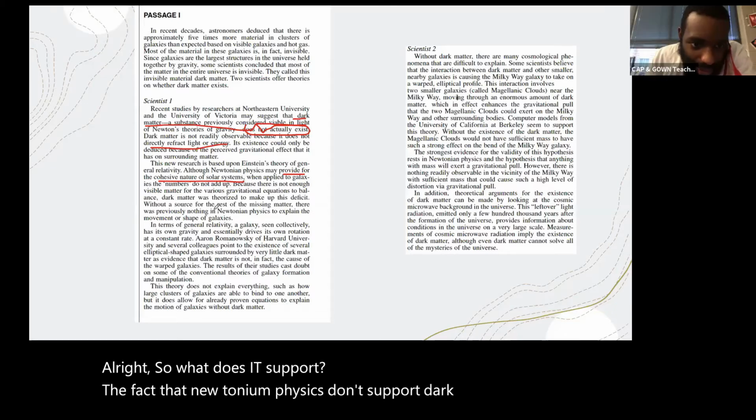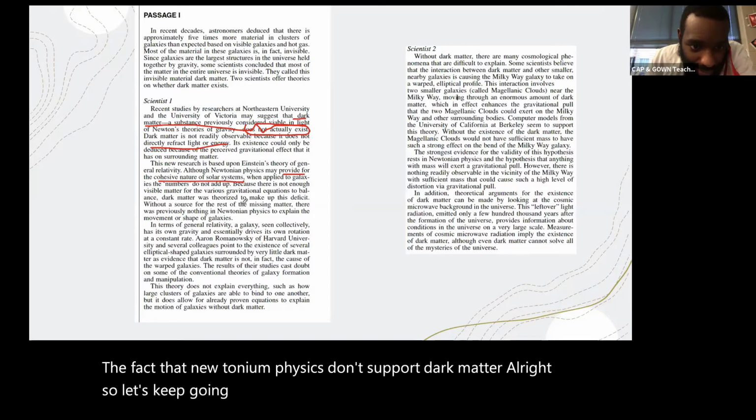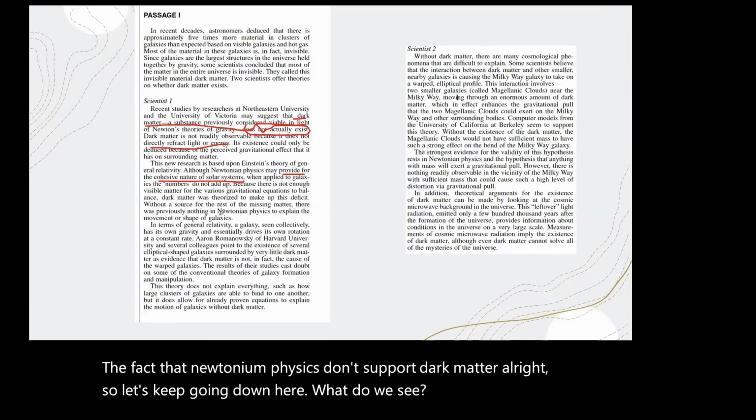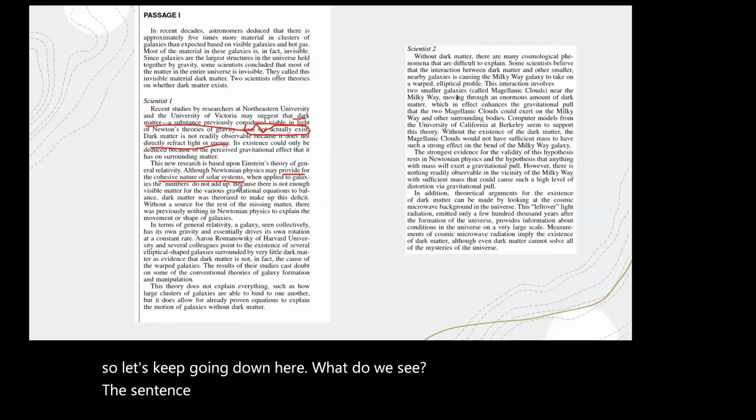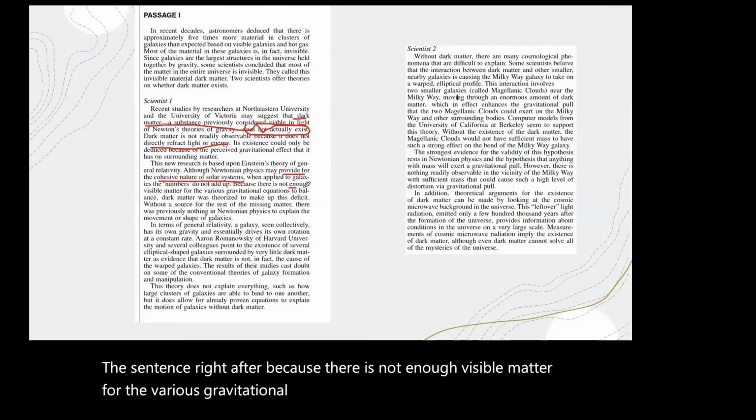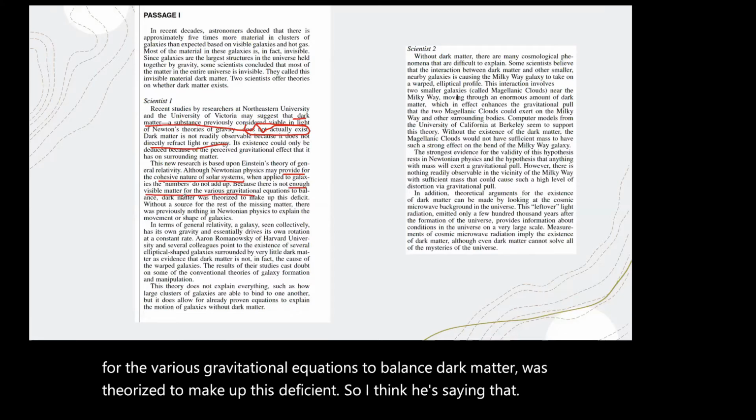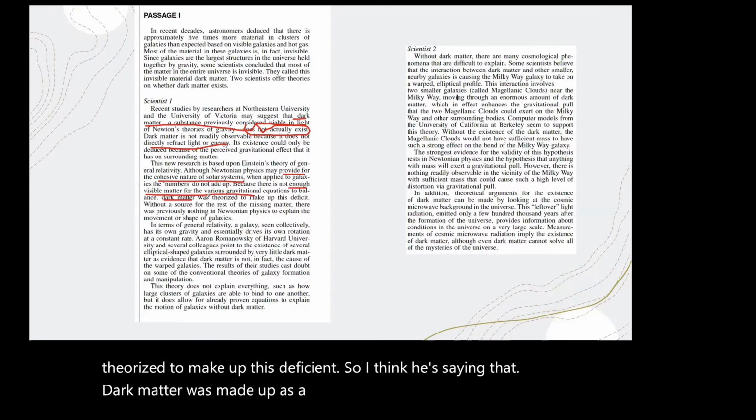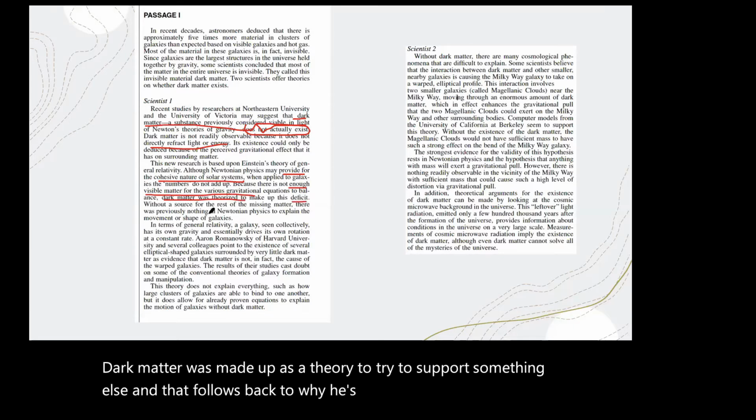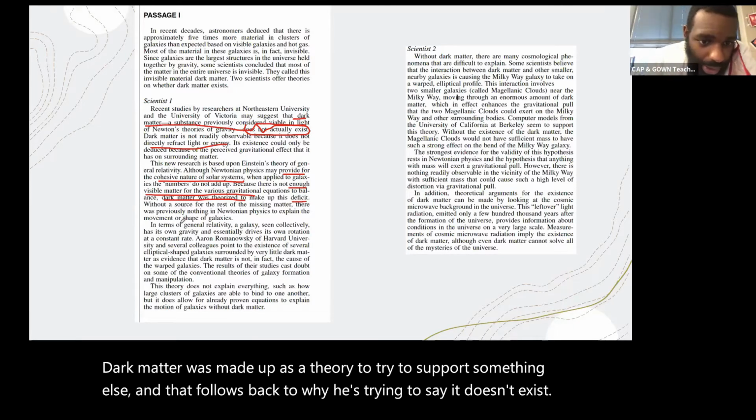All right, so let's keep going down here. What else do we see? The sentence right after: because there is not enough visible matter for the various gravitational equations to balance, dark matter was theorized to make up this deficit. So I think he's saying that dark matter was made up as a theory to try to support something else, and that follows back to why he's trying to say it doesn't exist. All right, so let's keep going down a little bit more.